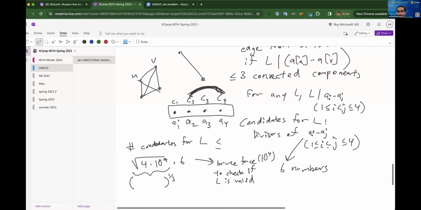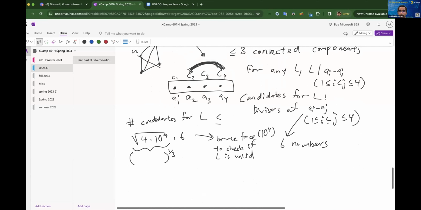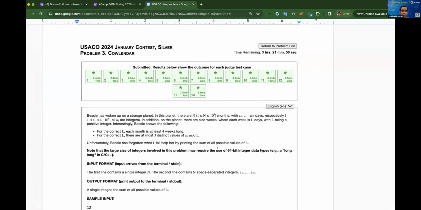So that means L must divide AI minus AJ for some IJ. Since we only have 4 elements, there's 6 candidates for AI minus AJ, and you just find the divisors of all these AI minus AJs. This gives you a small number of candidates for L, and you can brute force to check if L is valid and compute the sum from there. Any questions? So that's the solution for problem 3.